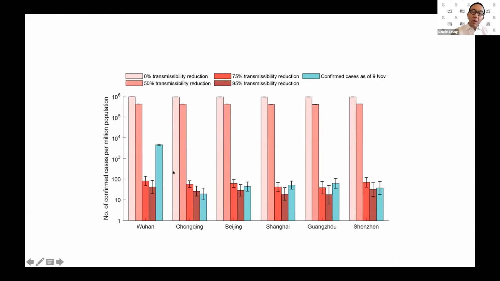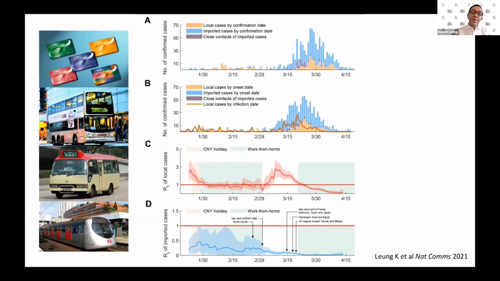Now, the second piece of work, again about predictions, is in Hong Kong. This came out very, very recently in Nature Communications. And it was really using our Octopus card data, which is essentially capturing 95% of all mobility of the local population by various public transport means, and looking at deconvoluting these delay intervals so as to then backwards infer what the Rt might become.